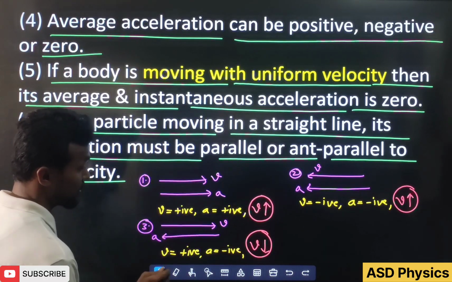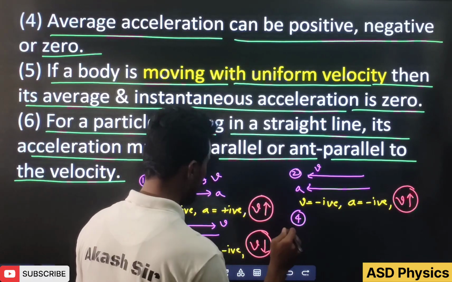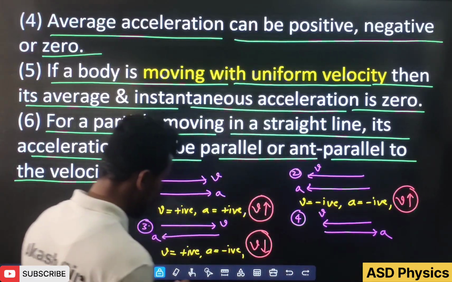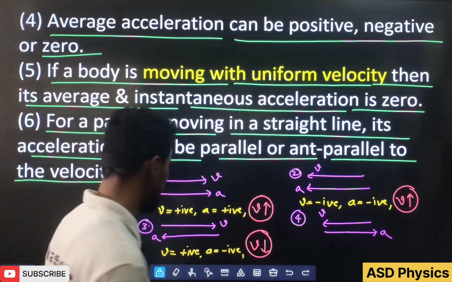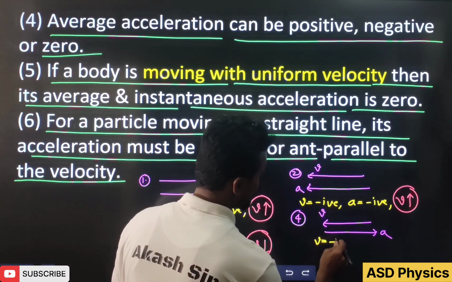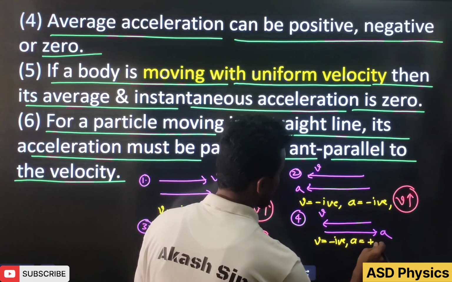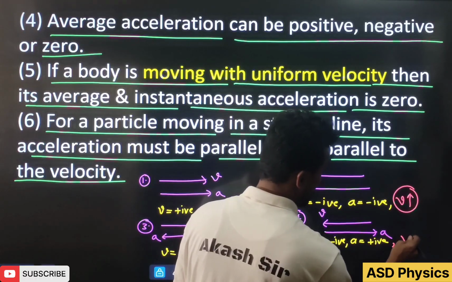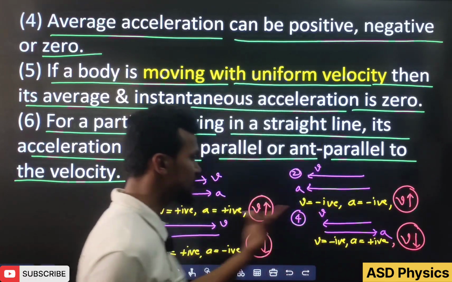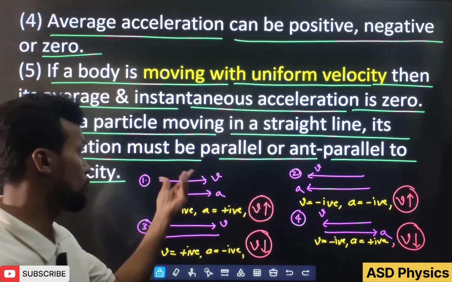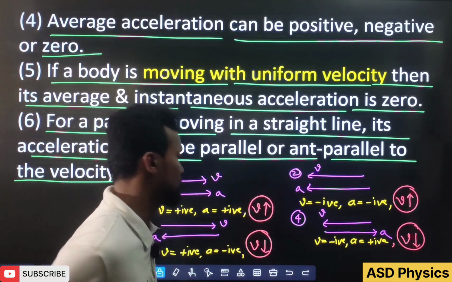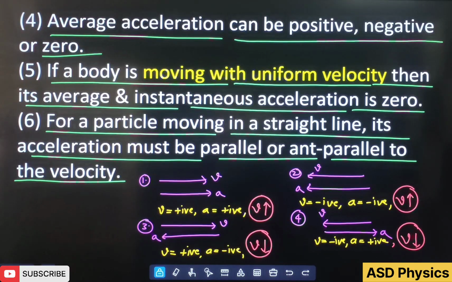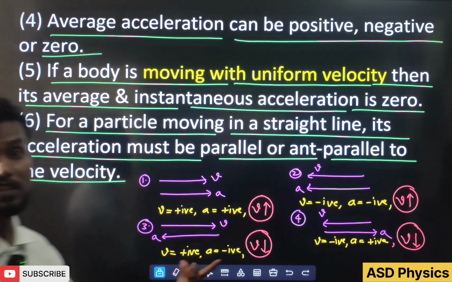I hope you have understood very well the way we are doing here. See, the fourth one: let's take the velocity this side and acceleration this side. Both in opposite direction. So velocity negative, acceleration positive. Here also velocity will decrease. So this kind of thing is possible in straight line motion. Both in the same direction, velocity will increase. In opposite directions, velocity will decrease. Very, very important. Even in graphs, all these basic things are needed.